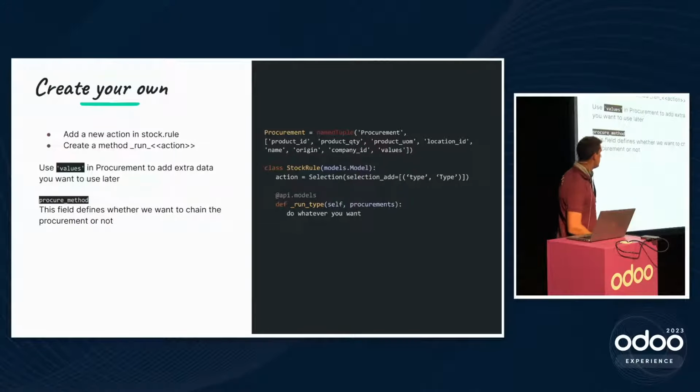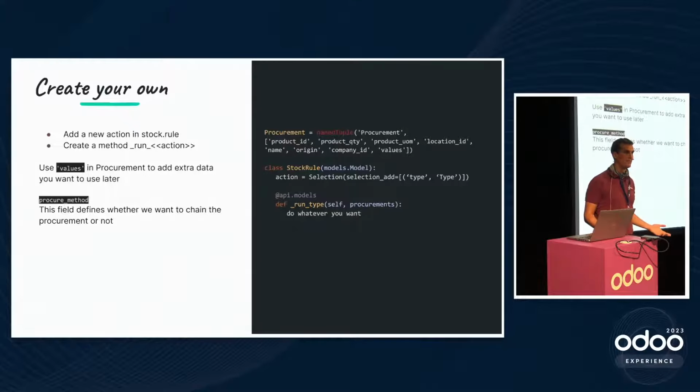So now imagine you want to bring a product specifically by boat, so you can create an override of the rule model, and you add a new action which is boat. So when you create a rule, you can specify, okay, the action is boat, and when you call the run method on the procurement, it will call the _run_type of the rule. So in your case, _run_boat, and it will execute all the code you want.